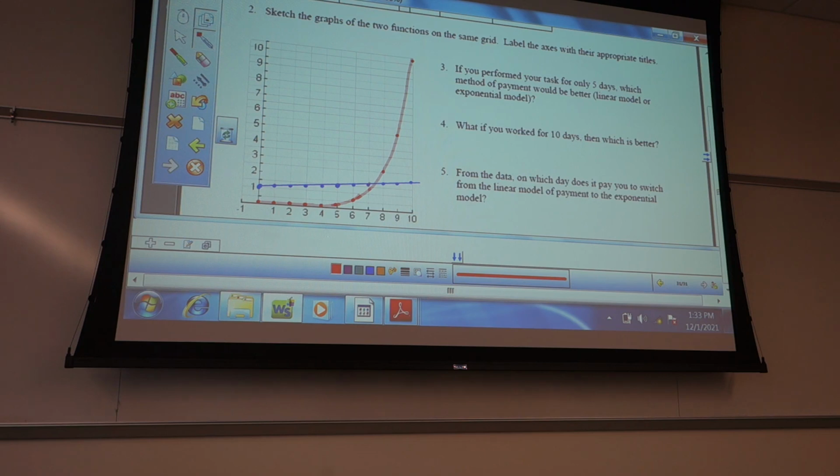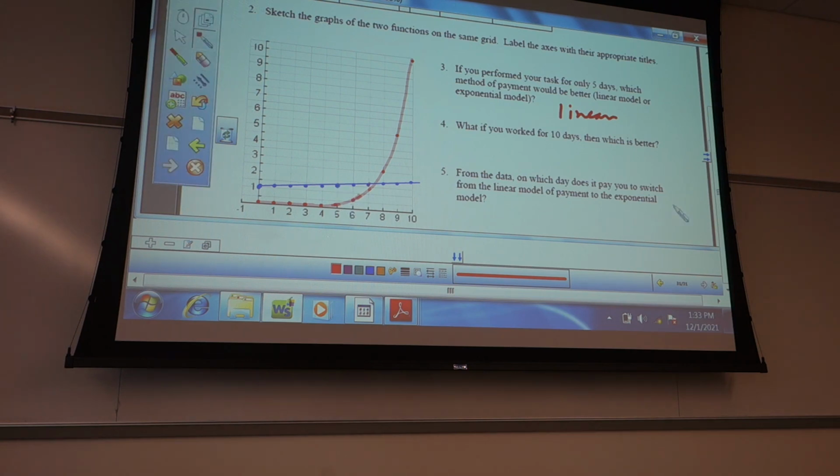So if you perform the task for only 5 days, which one would you prefer, the linear or the exponential? You'd rather have 32 cents versus $1.50? For 5 days, I'd say the linear. So does everyone see where at 5 days, the blue one's ahead?